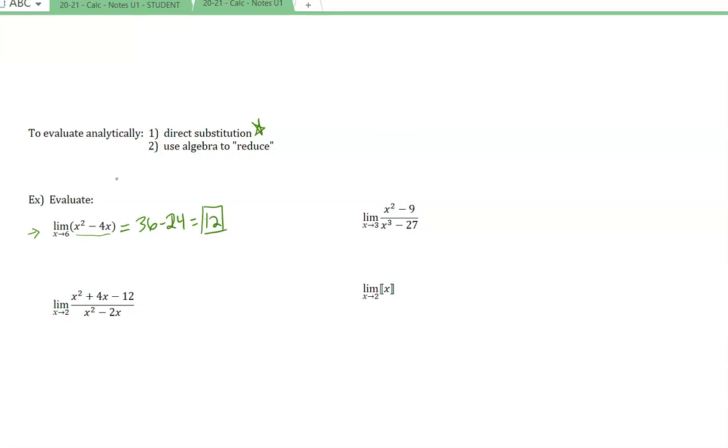So our second option is we use algebra to somehow reduce or manipulate it, and the reason is that frequently, if we try to evaluate with direct substitution, we get an indeterminate form, like 0 over 0. Okay, so let's look at this second example. If we try to plug 3 into that, I'm just going to put this up to the top to show what it's approaching, we're going to get 9 minus 9 over 27 minus 27, which we know to be 0 over 0.